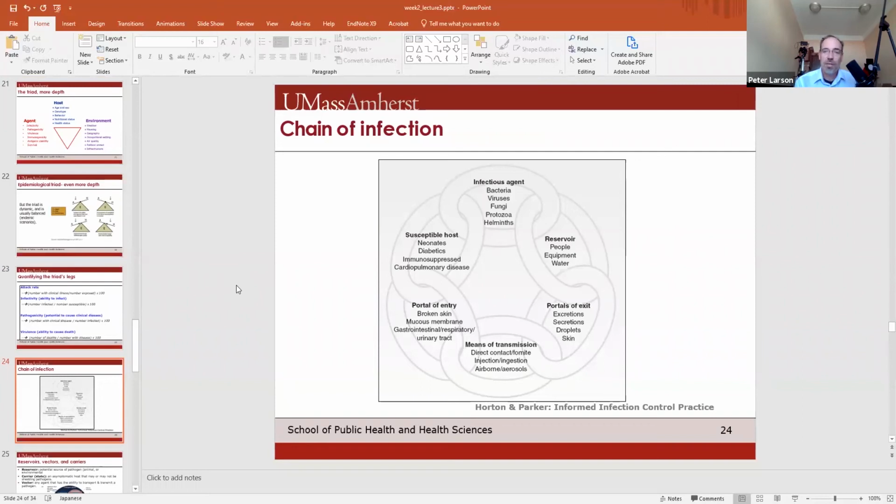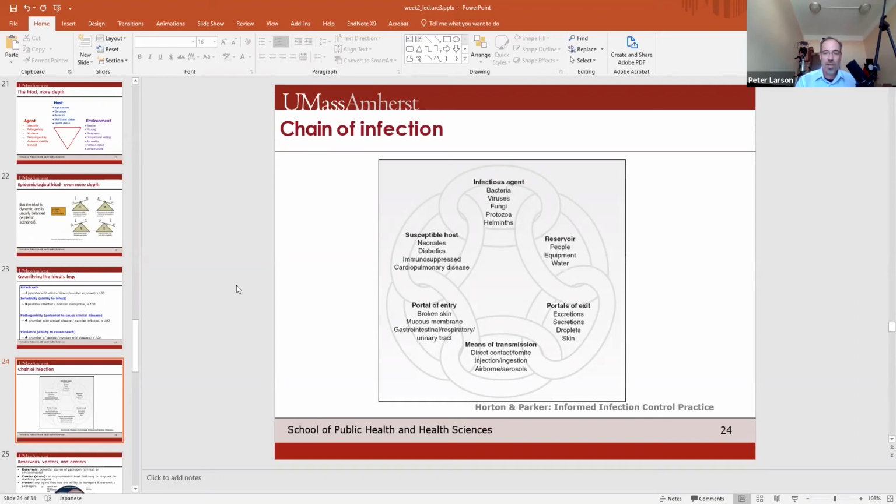Chain of infection. So our role as infectious disease epidemiologists is to look at the chain of infection and find links that can be broken so that we can prevent transmission. So for example, here we have the infectious disease agent, bacteria, fungi, viruses, whatever. We have different reservoirs that we can act on. So people, equipment, water. So for example, in the case of water, cleaning the water would be an example of an intervention that we would use to break the chain of infection.